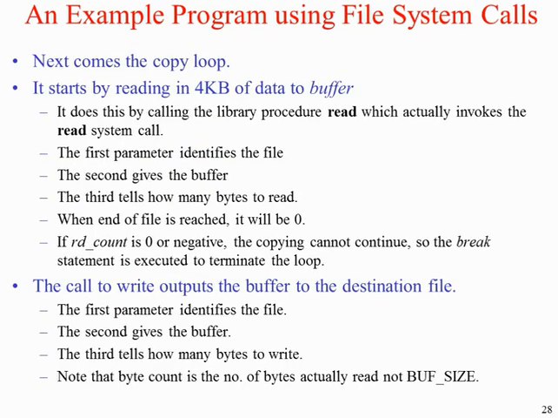Now the reading will happen by running the read procedure call, which will call upon the read system call. The first parameter will identify the source file, the second is this buffer, and the third will tell you how many bytes. So the number of bytes that will be read is 4 KB, and will be stored inside the buffer, and the file you're reading from is the first file.